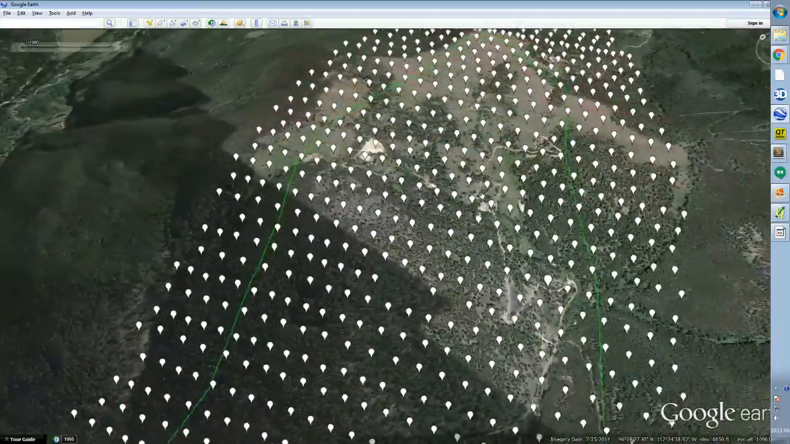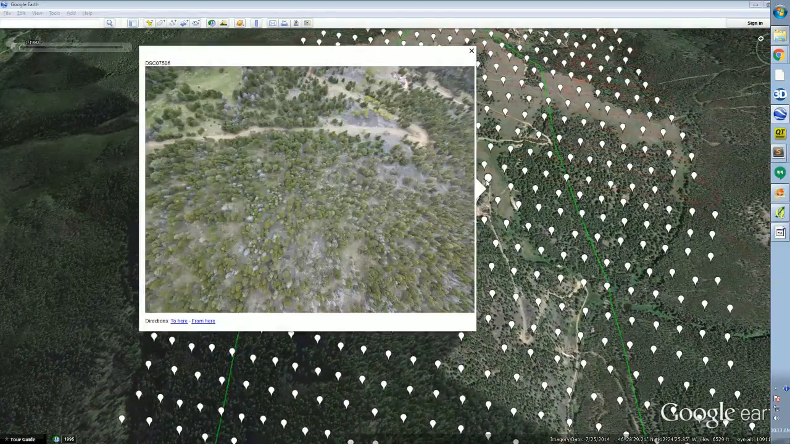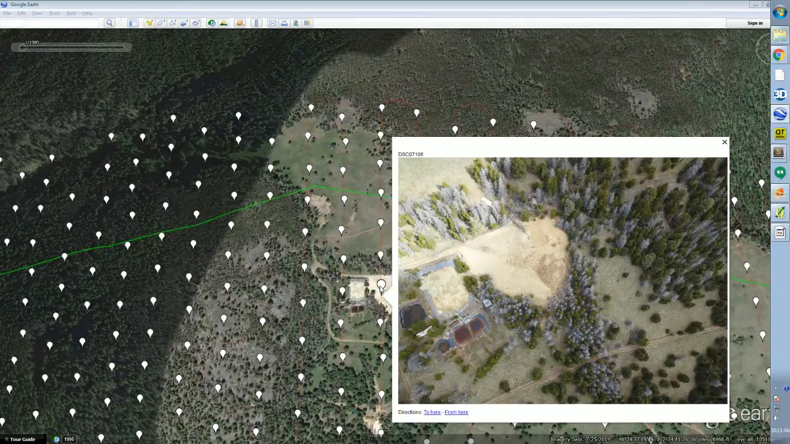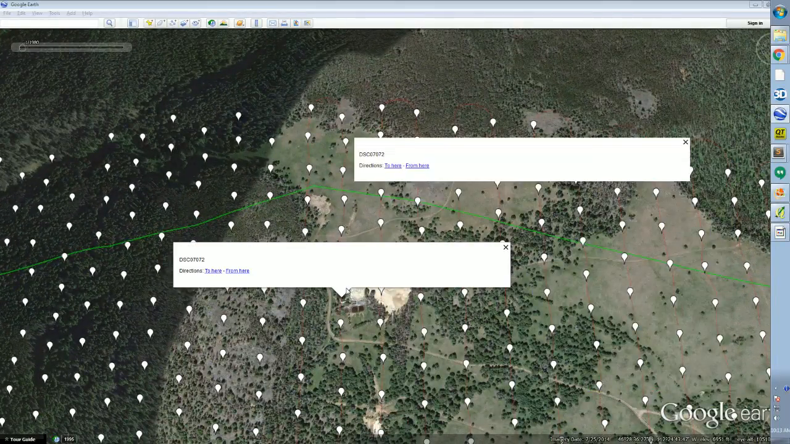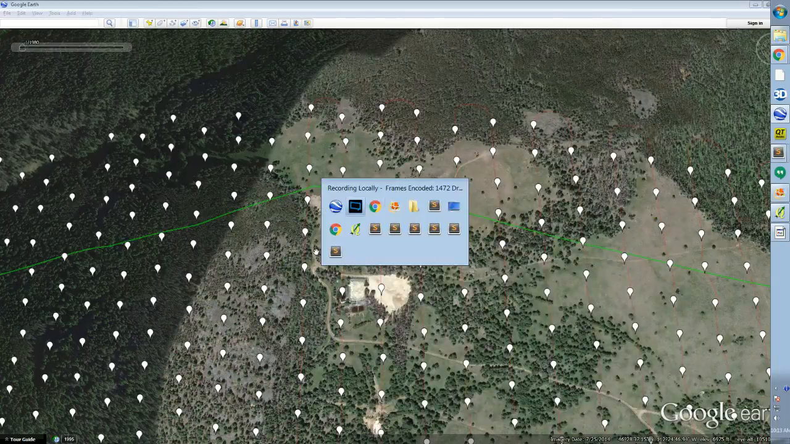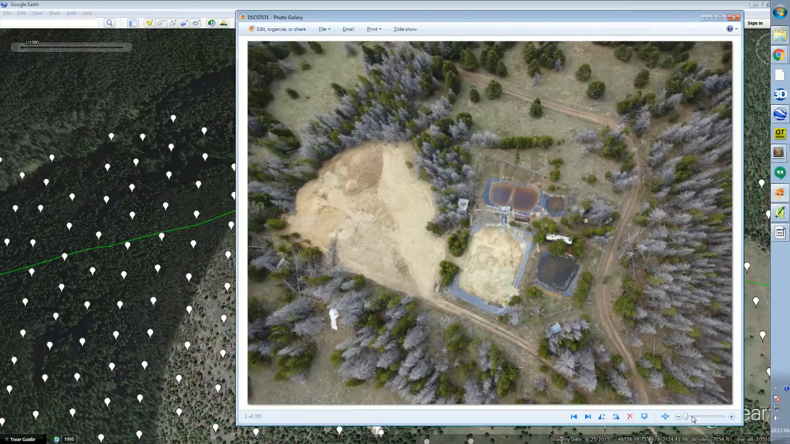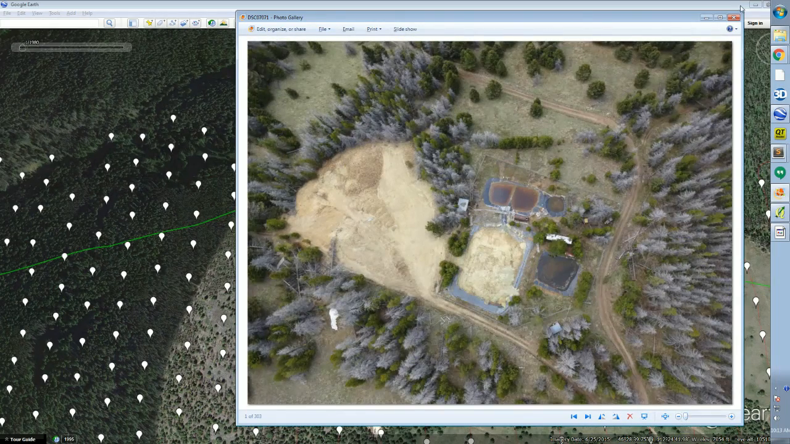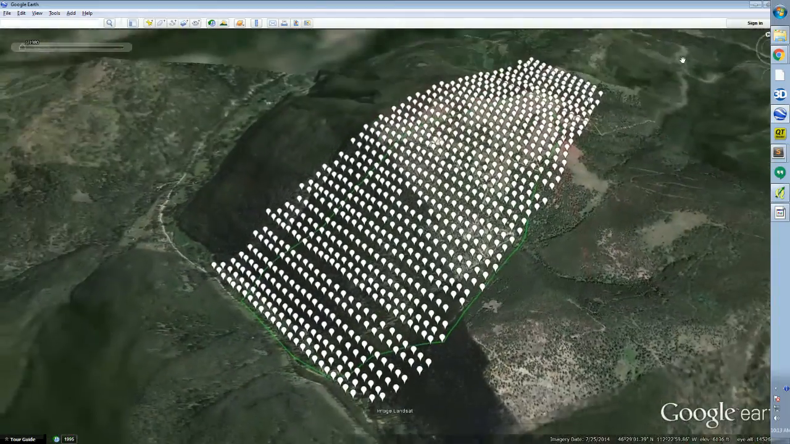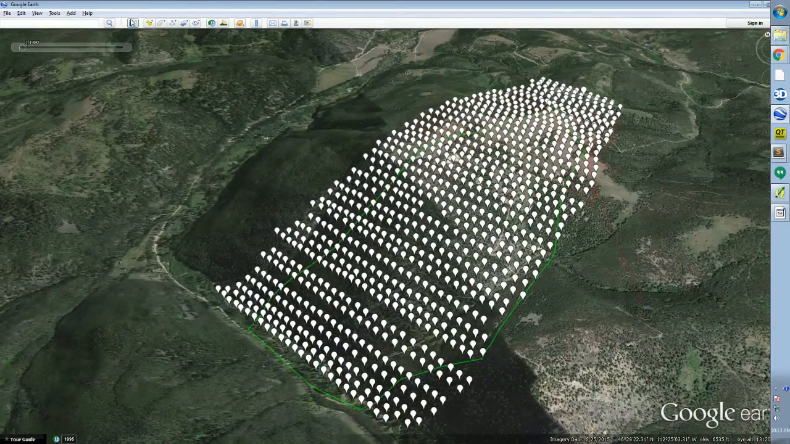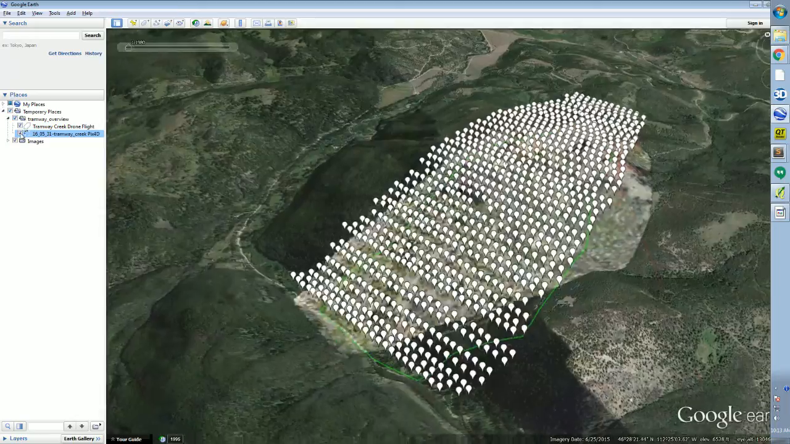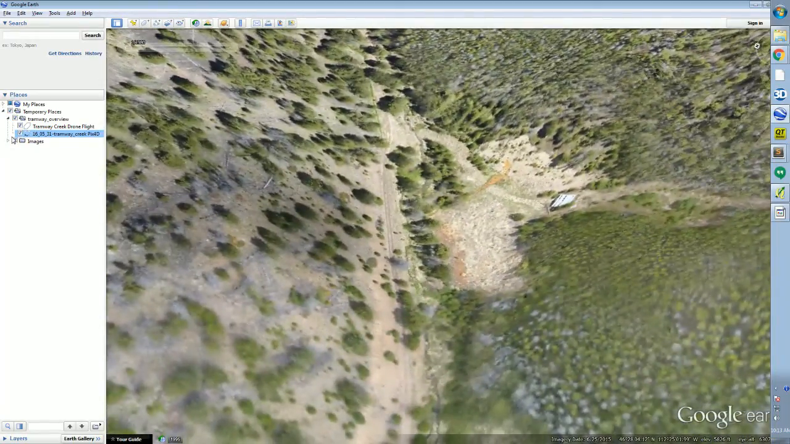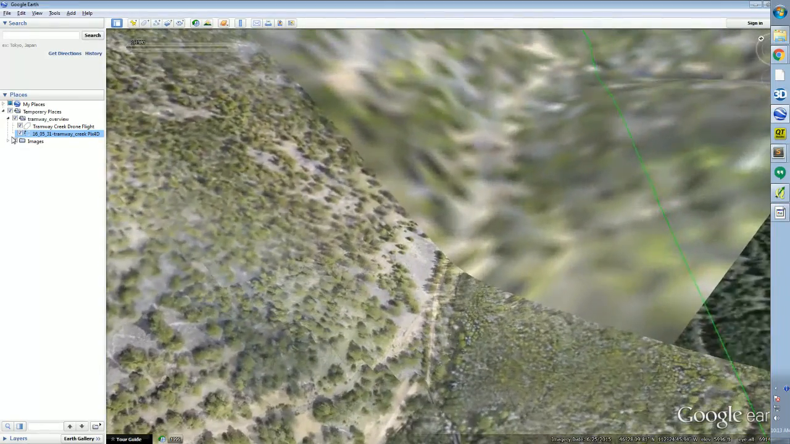Each of these points has a corresponding image, and all these are combined together into one image stitch. Here's an example of a single image. And here's an example of the complete Google Earth overlay.